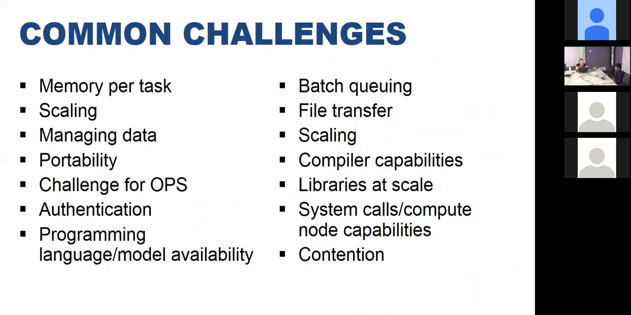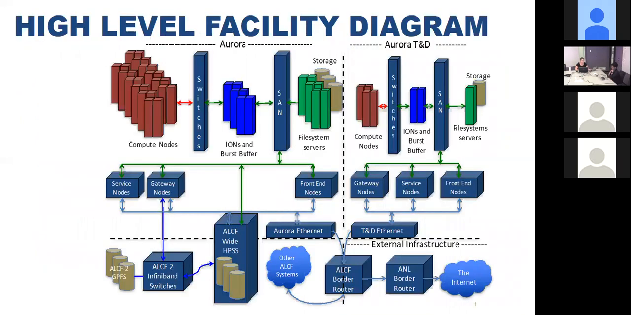So as we organize these, we take some of the hardware limitations like memory per task and scaling versus software problems like the programming languages and models that you have available to you and the libraries that you have at scale available to you. I'll talk a little bit about why they're not always where you want them to be, why they're not at the scale that you see when you're using your cluster, for example, or effectiveness. And this is one of the reasons why.